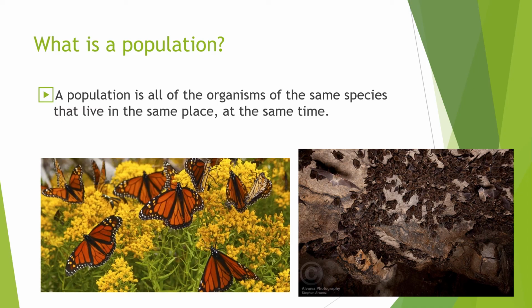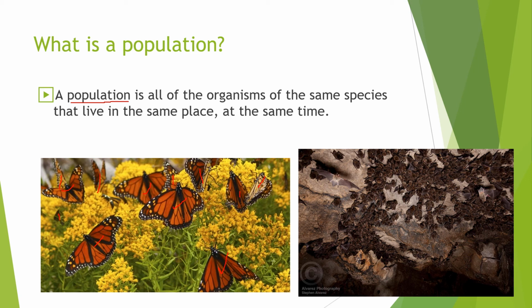All right, so what is a population? By definition, a population is all of the organisms of the same species that live in the same place at the same time. We have mentioned this before, I want to say in the vocab, but also in a previous unit. But population has to do with the number of one species of animal that live in a certain place in a certain time. So in this picture of butterflies here, we can say that the population of butterflies is 1, 2, 3, 4, 5, 6, 7, 8, 9, 10, 11, maybe 12 butterflies in that one picture.